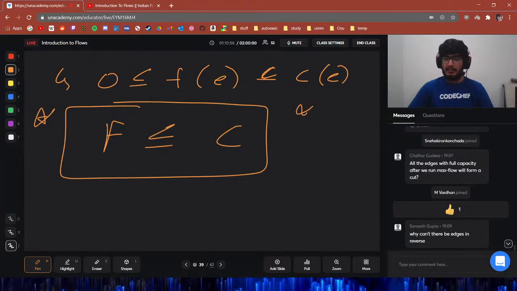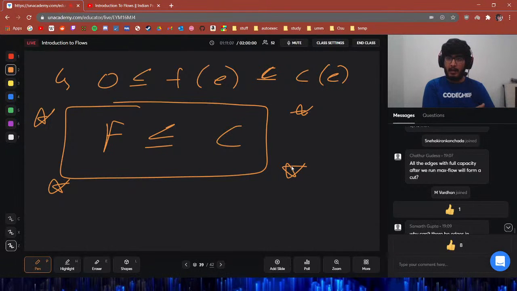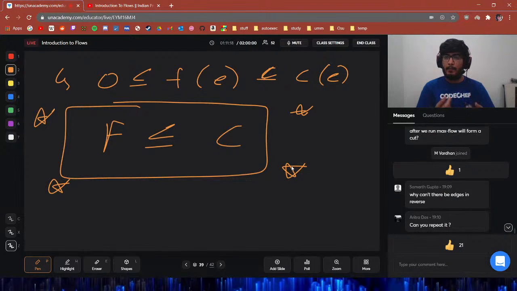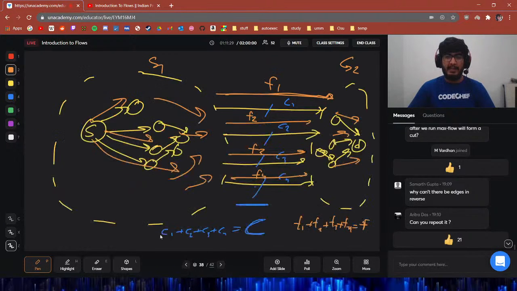Did you all understand this? Just give a thumbs up because this is a really important property. This is the kind of intuition to know why our minimum cut is related to maximum flow. This is a slightly difficult property to understand, because I couldn't understand it at the beginning. How is maximum flow related to cut in any way? This is how it's related. Can you repeat it? Alright, let me repeat it.